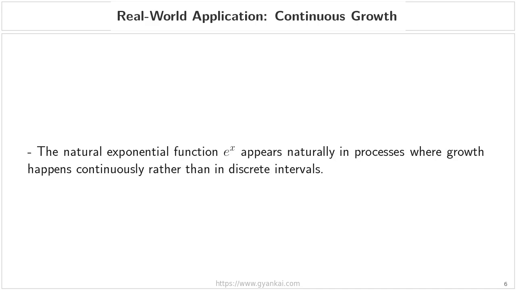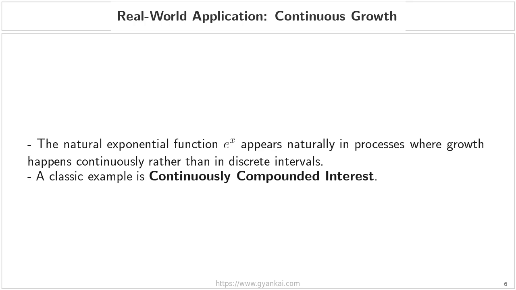Real-world application, continuous growth. Now that we have established what the constant e is and how it is defined, let's discuss why we call the function e to the power of x the natural exponential function. This function appears naturally in various real-world processes where growth occurs continuously, rather than in discrete or separate intervals. In other words, instead of growth happening in steps, like once a month or once a year, it happens every single instant. A classic and practical example of this phenomenon is continuously compounded interest, which we will examine in detail over the next few slides.